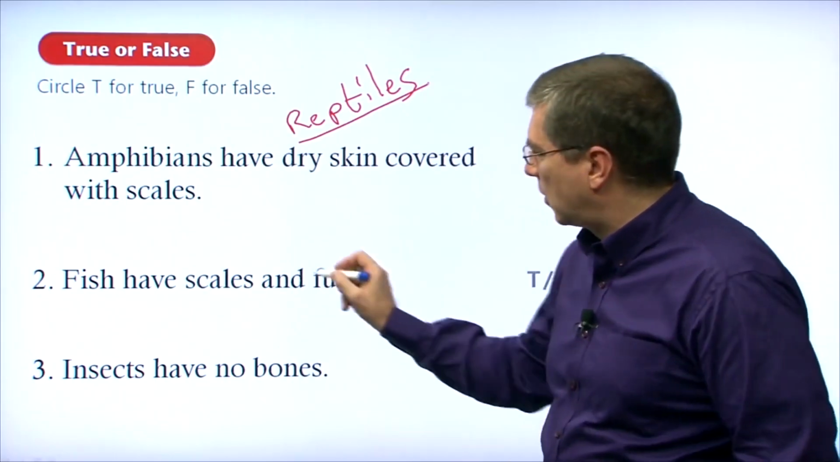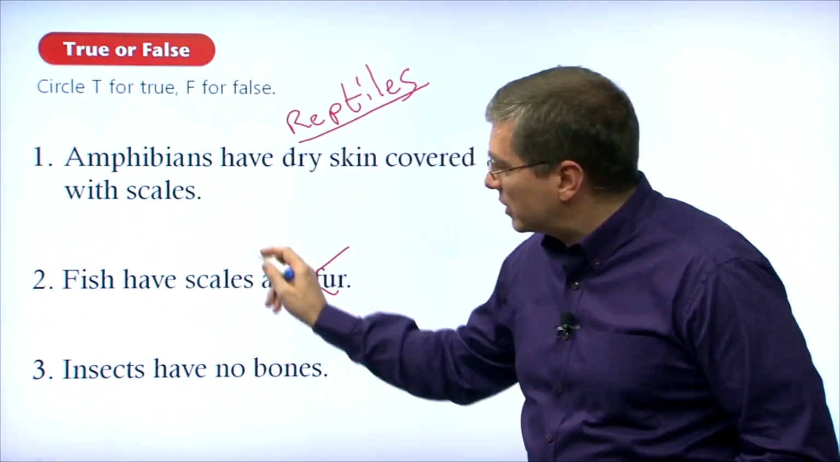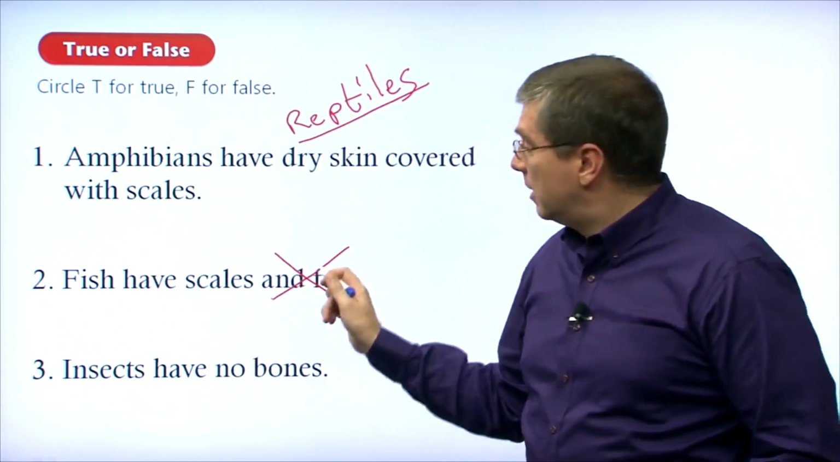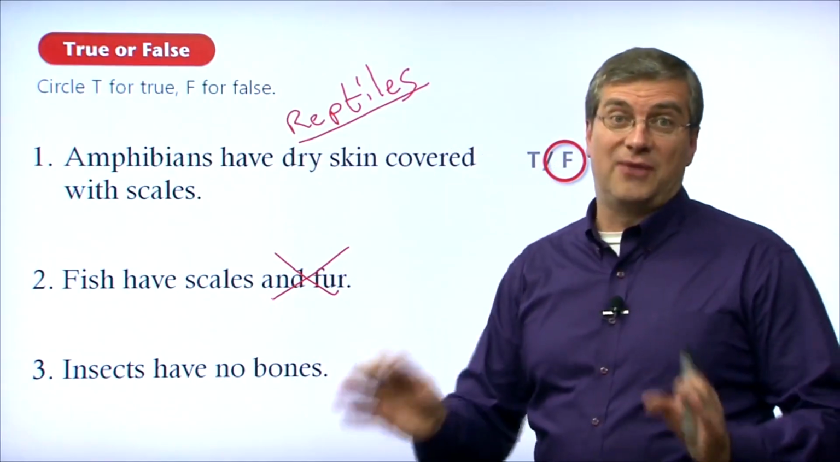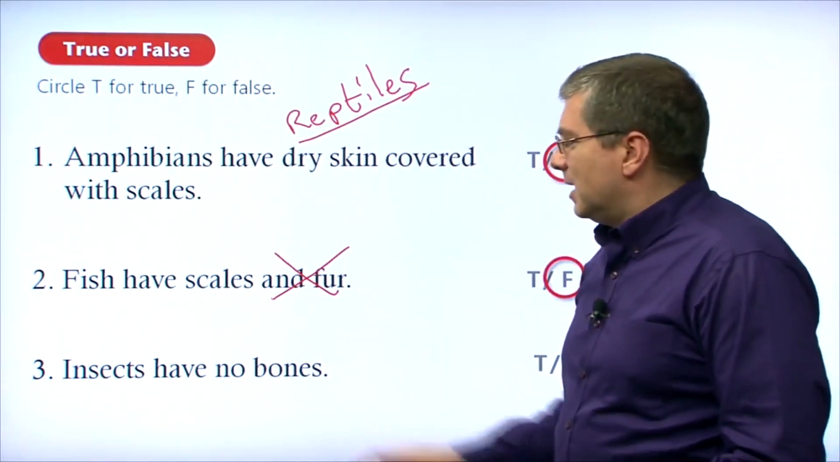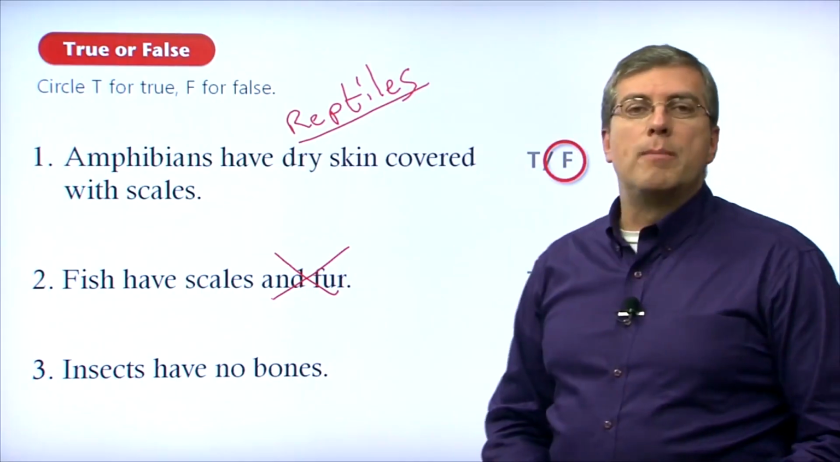Fish do not have fur, right? If we just looked at this part of the sentence, that would be true. But because of this, it's false. Fish do not have fur. That'd be very strange. 3, insects have no bones.